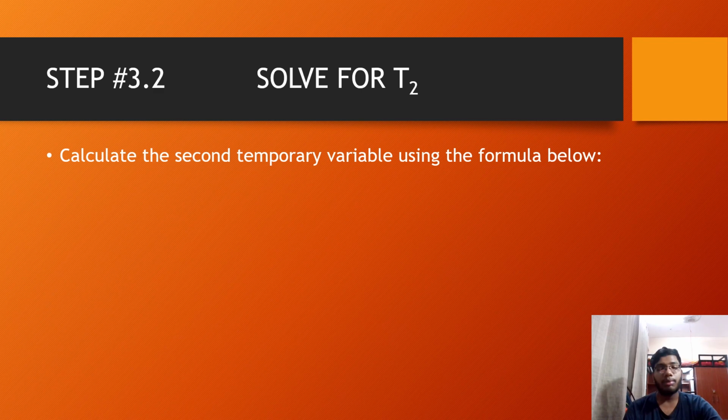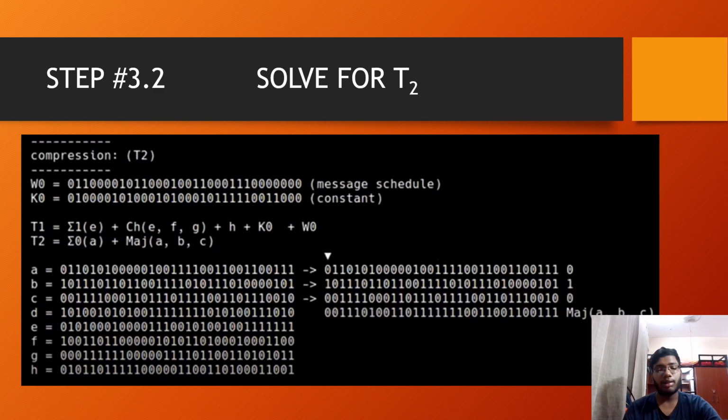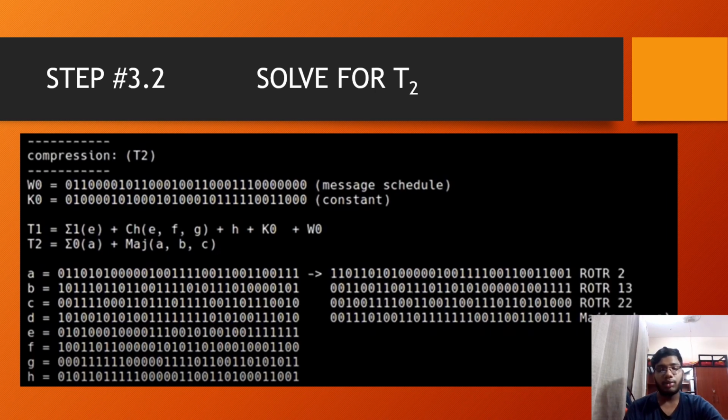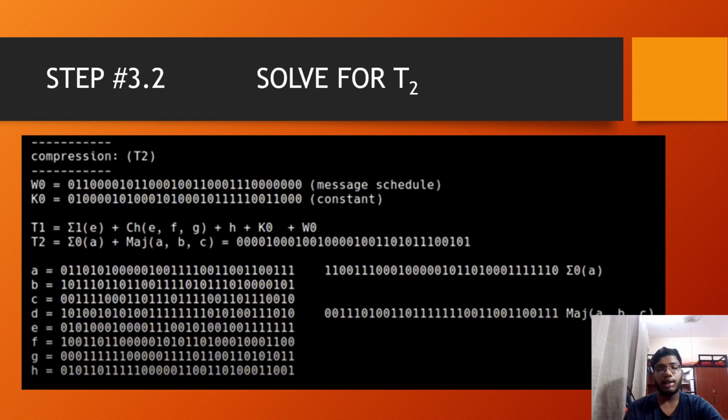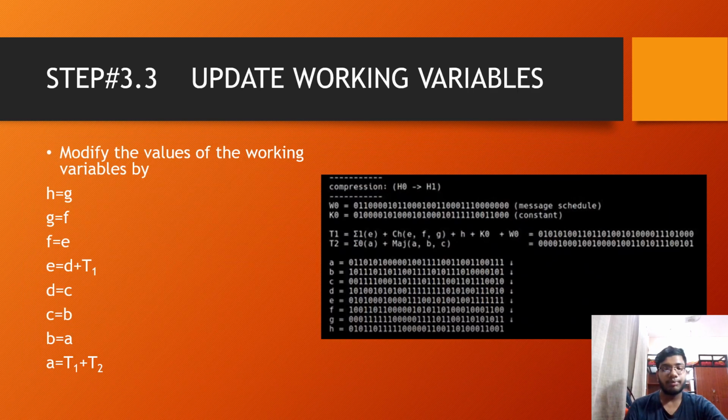So again, we must take the majority of A, B and C. Then we perform the uppercase sigma 0 function by rotating right by 2, 13 and 22. Then XOR them. Finally, we just add the two values together.